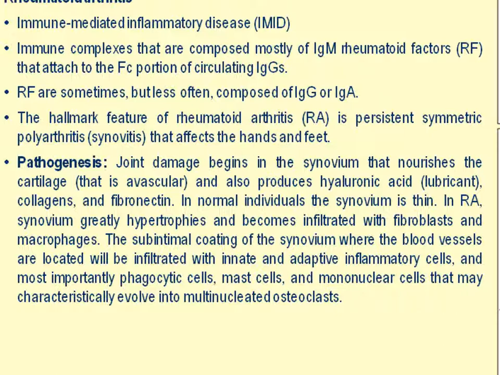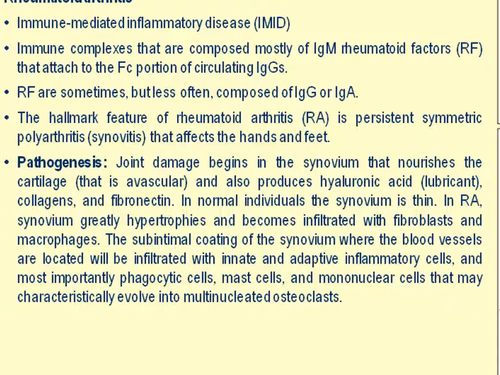Let's go through the pathogenesis of rheumatoid arthritis. Joint damage begins in the synovium that nourishes the cartilage, that is avascular. But this synovium also produces hyaluronic acid, which is the lubricant of the joint, collagens, and fibronectin. In normal individuals, the synovium is thin. In RA, synovium greatly hypertrophies and becomes infiltrated with fibroblasts and macrophages.